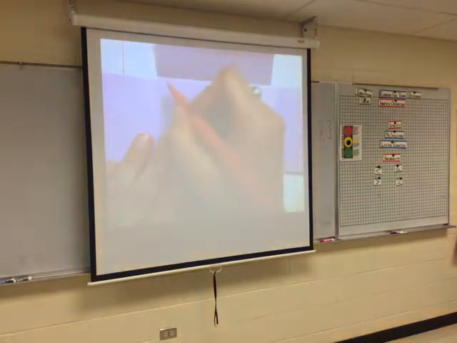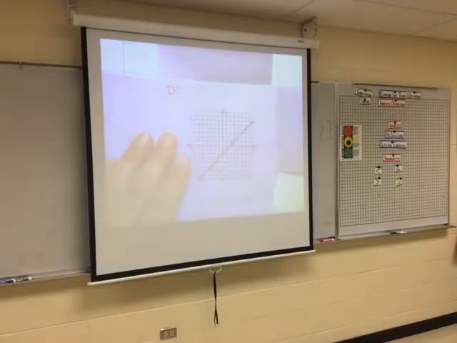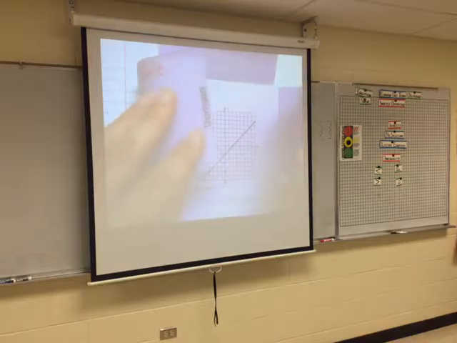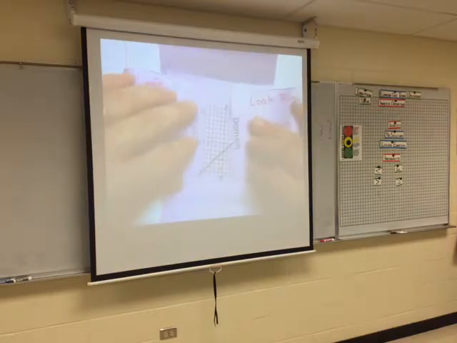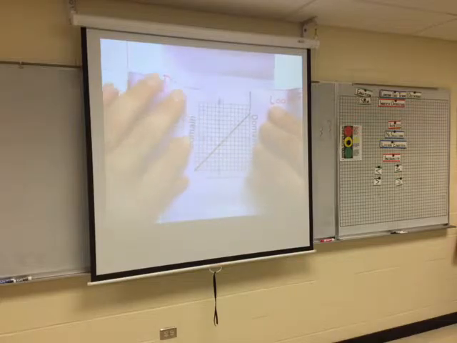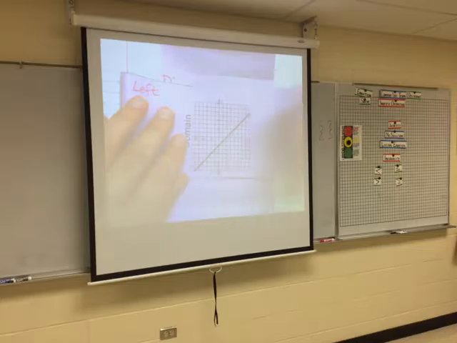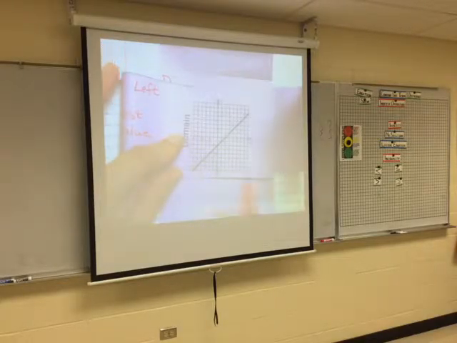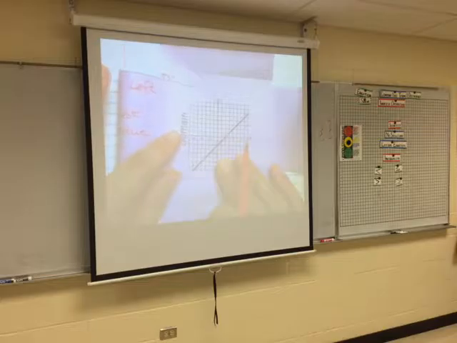Alright. So I'm going to start with the domain. I'm going to use my domain and range finder. So what's my smallest x value? -6. But hold on. What's that arrow mean? It keeps going. So it's going to keep going down and to the left, right? It's going to keep going, keep going, keep going.